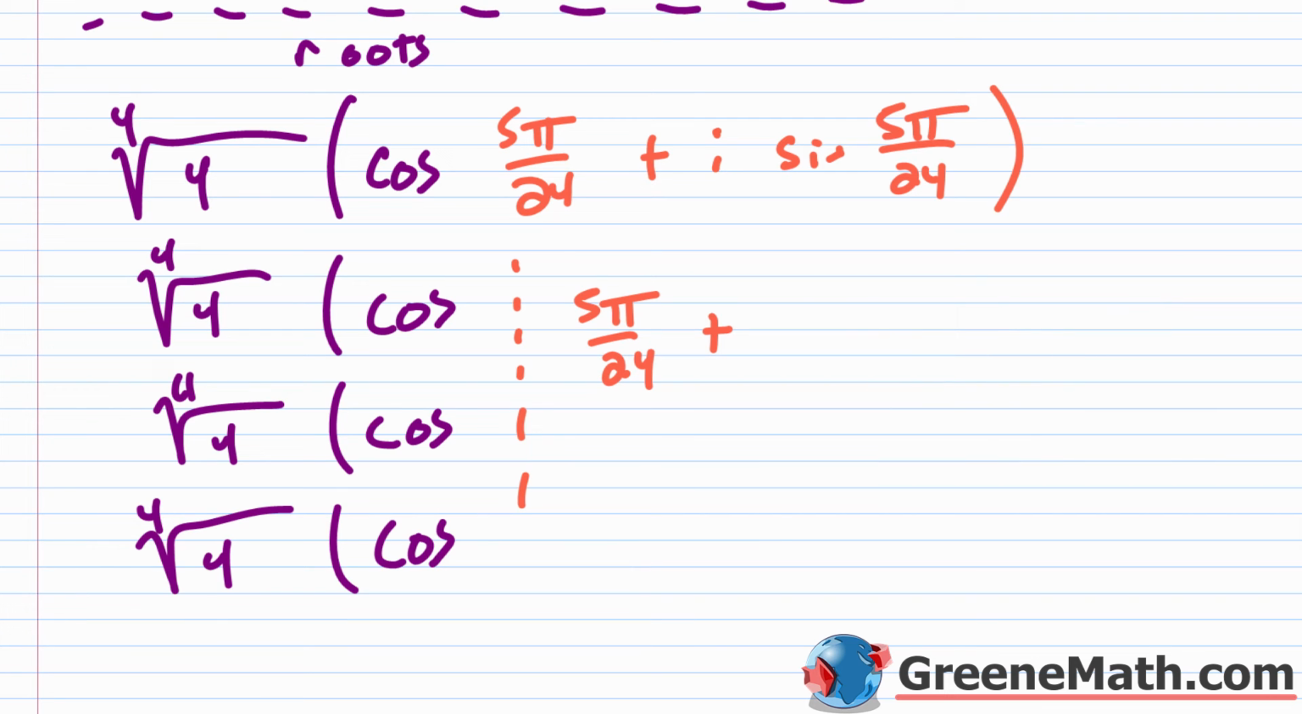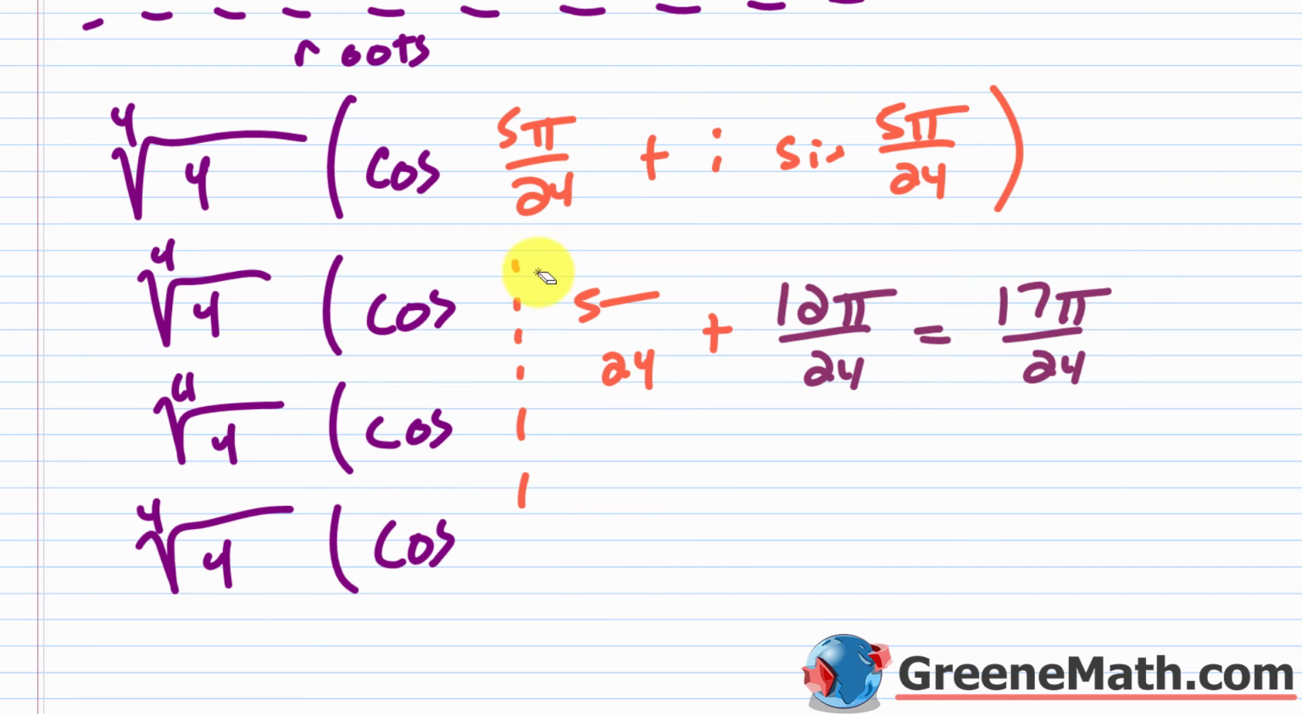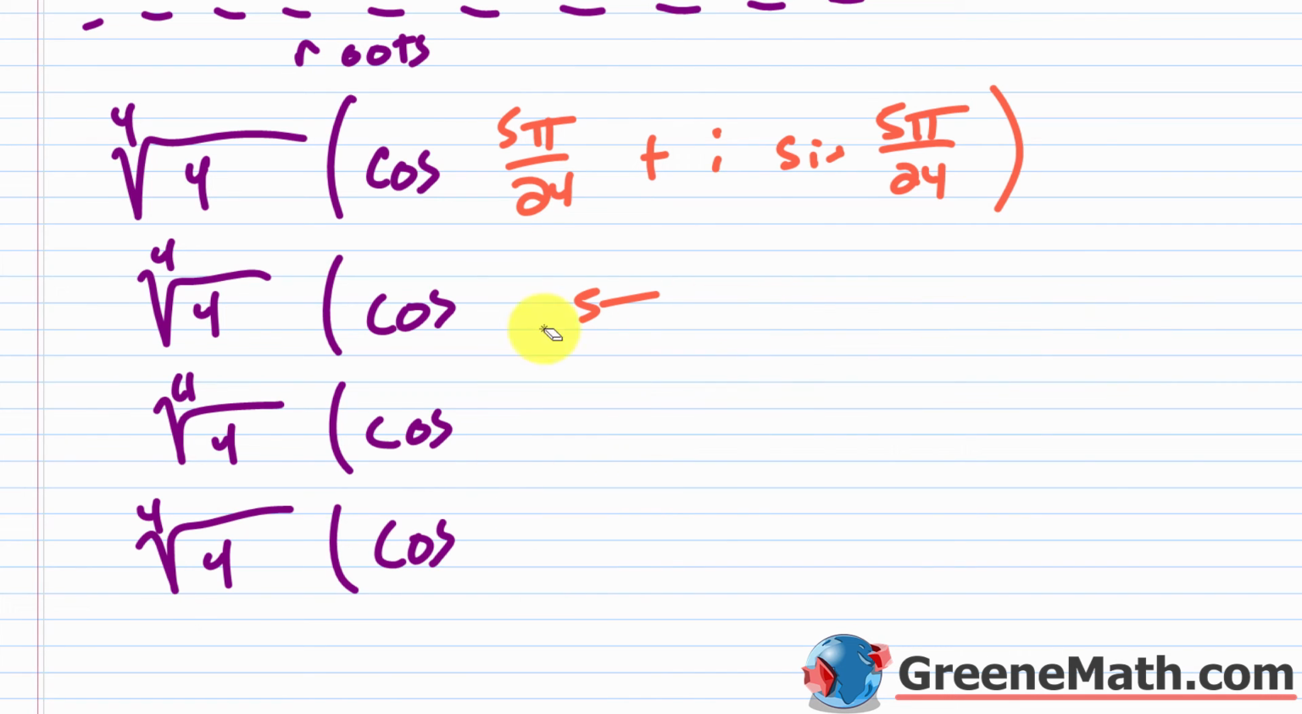So let me start out by adding pi over 2. And I'm going to multiply this by 12 over 12 so I can have a common denominator. And so this would be 12 pi over 24. So 12 pi over 24. And so 5 plus 12 is 17. So this is 17 pi over 24. So that's going to be this angle right here. So let me get rid of this and say that this is the cosine of 17 pi over 24 plus i times the sine of 17 pi over 24.